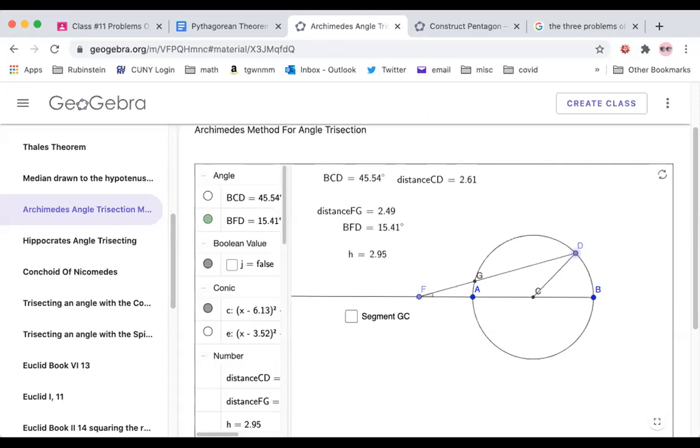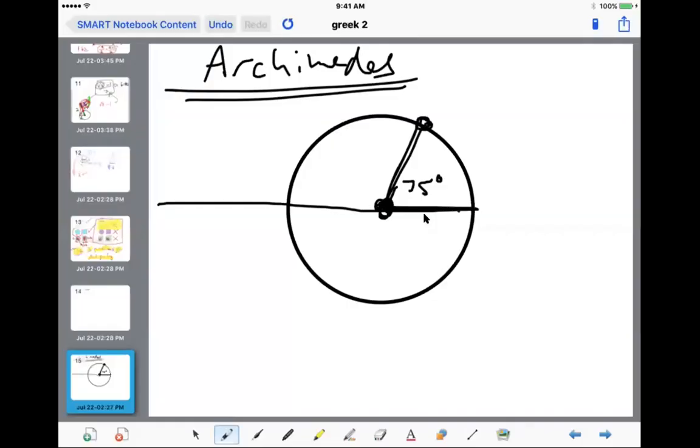Let me come back to the iPad to show you why that worked. So what Archimedes says is there's some point. Where is it? Somewhere over there. If I could somehow manage to make it so that this equals that, which, like I said, is really hard to find, and actually it's impossible to find that point using a compass and a straight edge, even though it seems pretty reasonable.